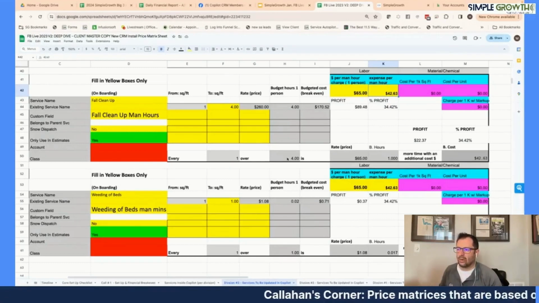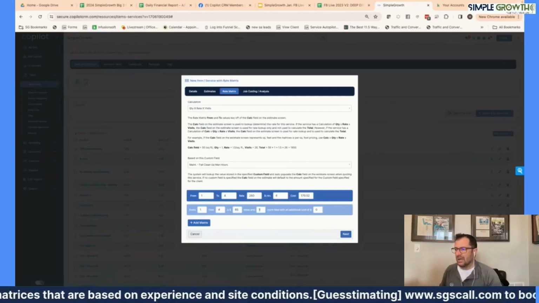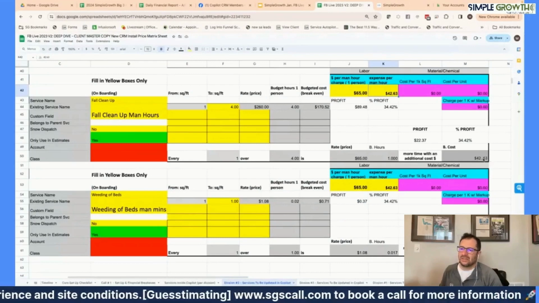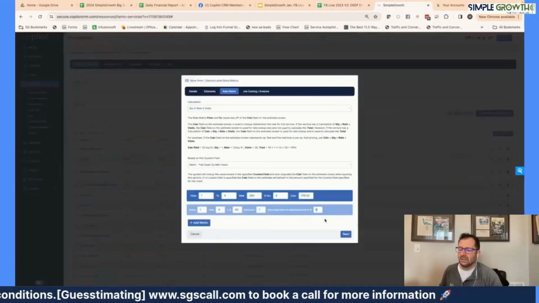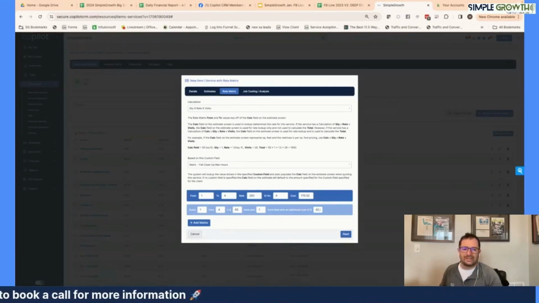So every 1 hour over 4 hours is $65, and it is 1 hour, and the cost based on Josh's numbers here, fictitiously obviously, is $42.63. So that's going to go in there, and that is how we're building out a time-based matrices of estimating inside Copilot CRM.